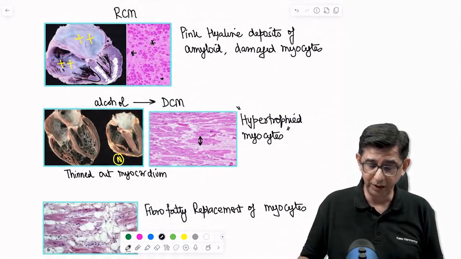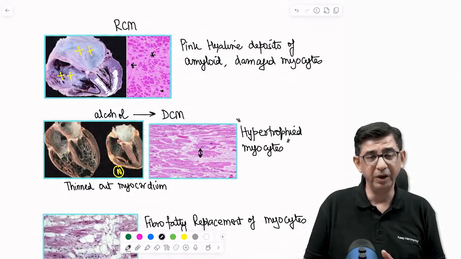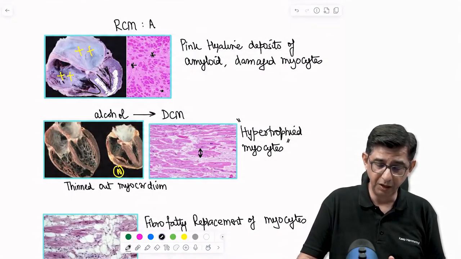But I wanted to bring to your attention that all the chambers of the heart in this condition will be bigger than a normal size heart. In the previous one, it was atria bigger as compared to the ventricles. So I'll just write A more than V.